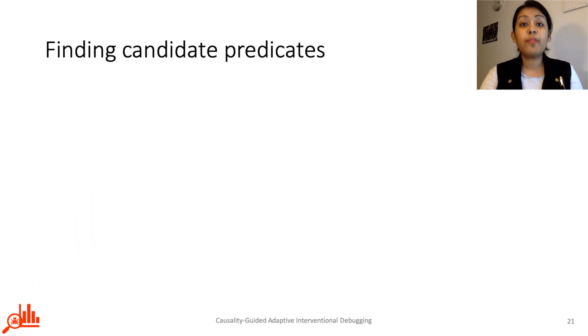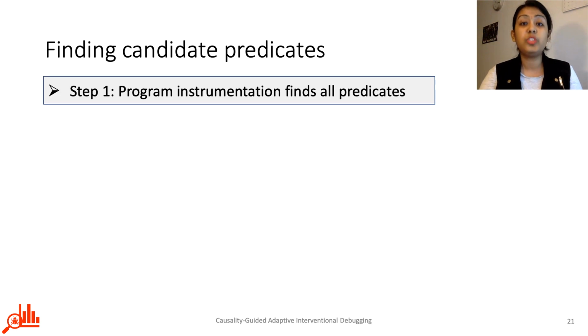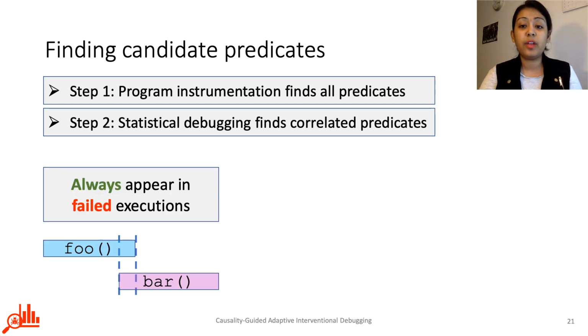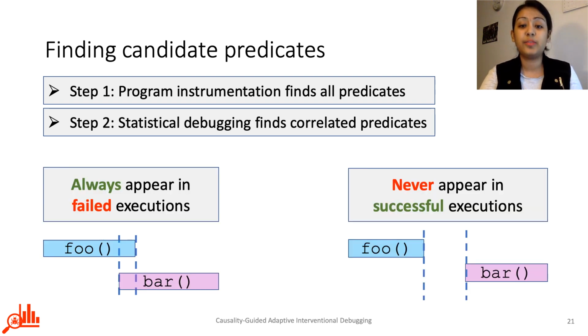Let's talk about finding the candidate predicates. We first instrument the source code to generate execution logs when the program executes, and from the execution logs we extract predicates. Then we use statistical debugging to find predicates that are highly correlated with the failure but rarely observed in the successful executions. 8 uses these predicates as candidates.